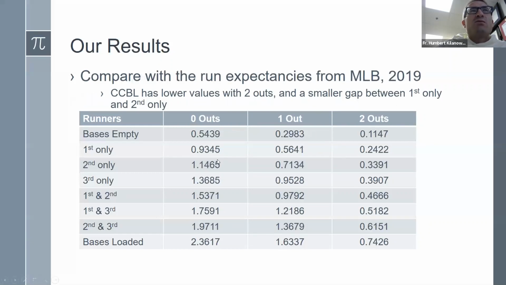So if you compare it to the major leagues from the same season, major leagues are a bit higher scoring, especially with 2 outs. And the Cape League has a smaller gap between runner on first only and runner on second only. That, it turns out, was just an anomaly from last season.